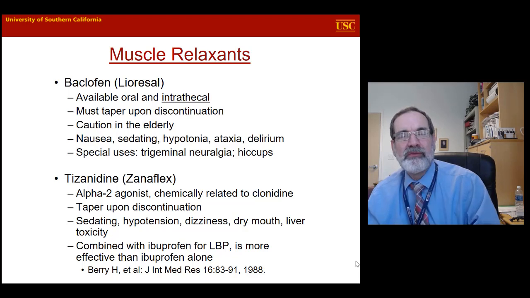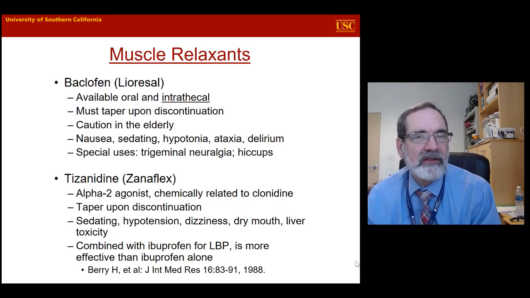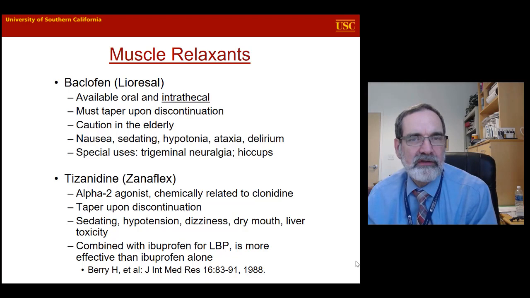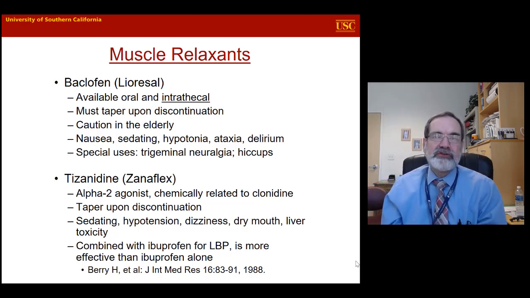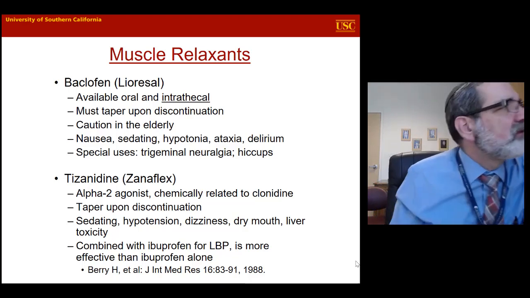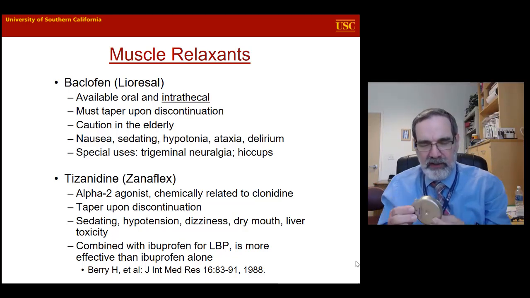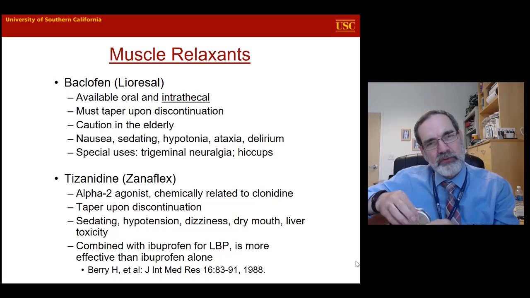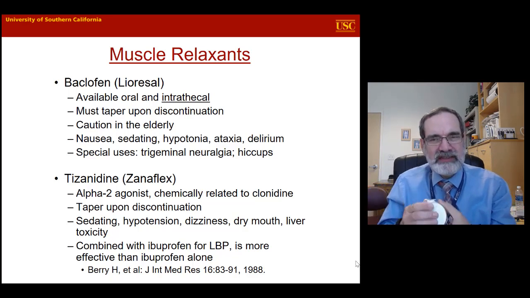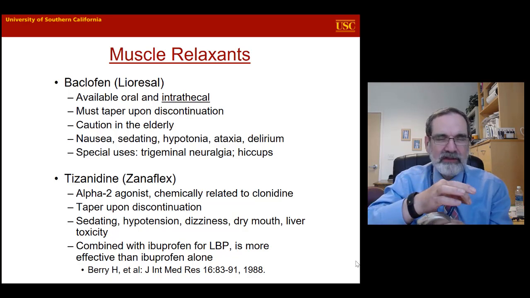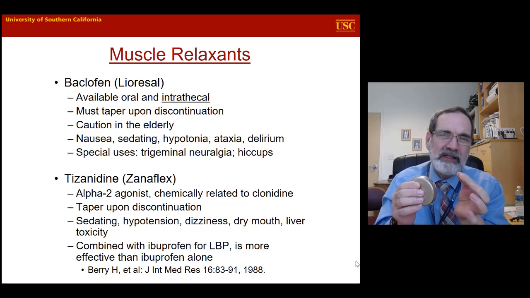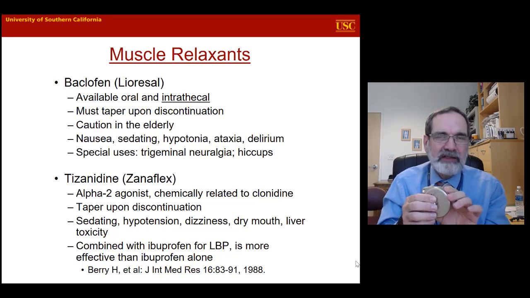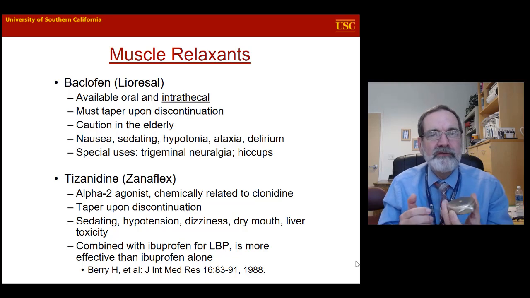There are some other muscle relaxants. Baclofen goes under the name Lioresal. Besides being oral, it's also available intrathecally, so we will use that in pumps. A spinal pump like this can be filled with Baclofen. This would be implanted under the skin and a catheter would be coming out of this, entirely under the skin. This catheter tip would be in the spine of the patient so that baclofen is being pumped into the spinal fluid.